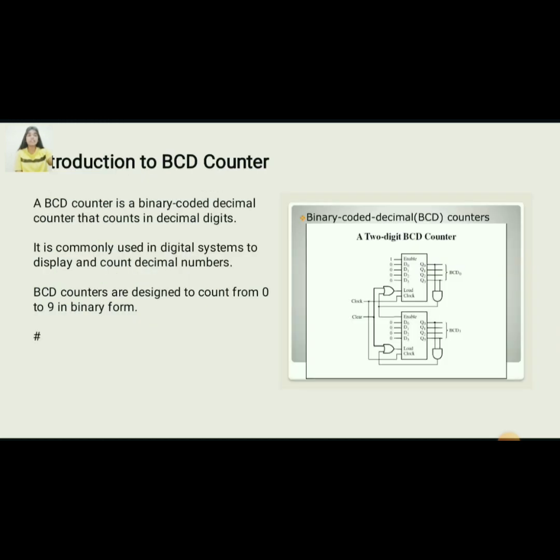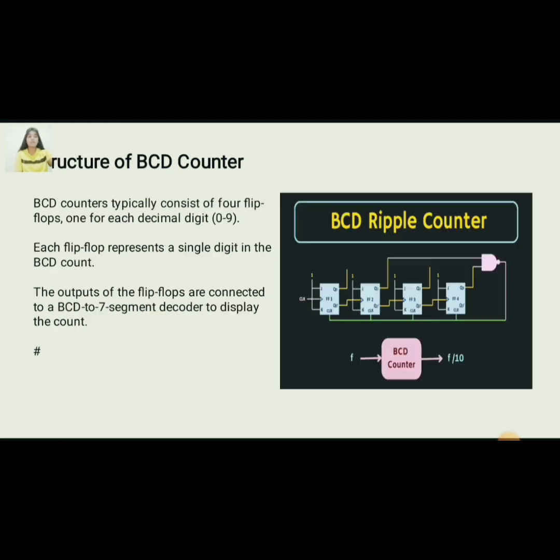Let us see Introduction to BCD counter. A BCD counter is a binary coded decimal counter that counts in decimal digits. It is commonly used in digital systems to display and count decimal numbers. BCD counters are designed to count from 0 to 9 in binary form.